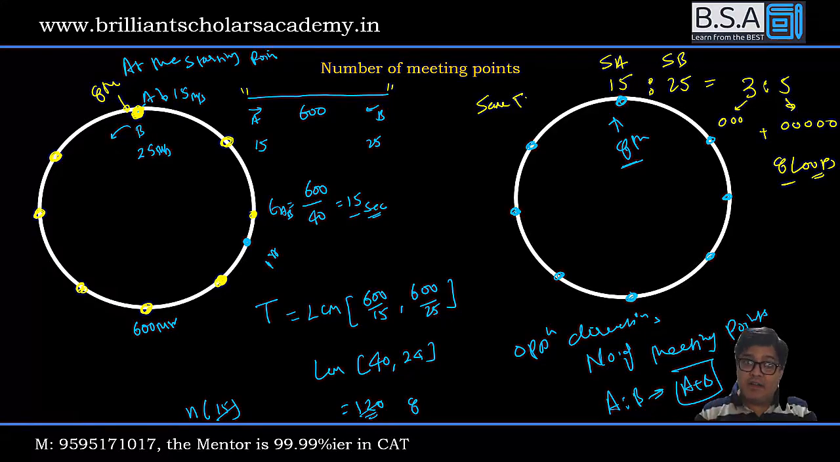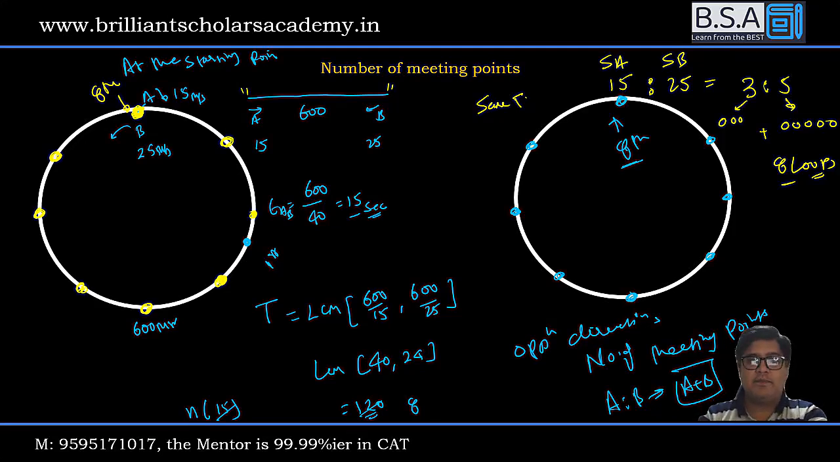What was another way of looking at this? In opposite direction, they have to cover one circle together. Combined, they have to complete one circle. So first person completes 3 loops, other person completes 5 loops. So together they have completed 8 loops. There are 8 meeting points.